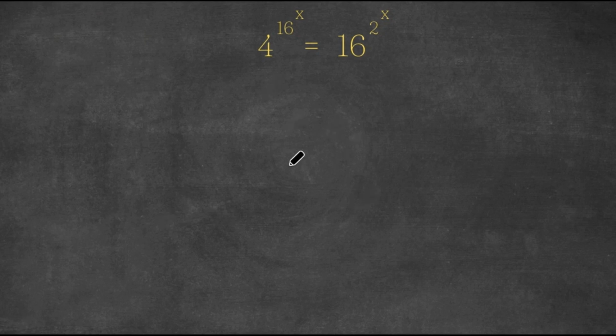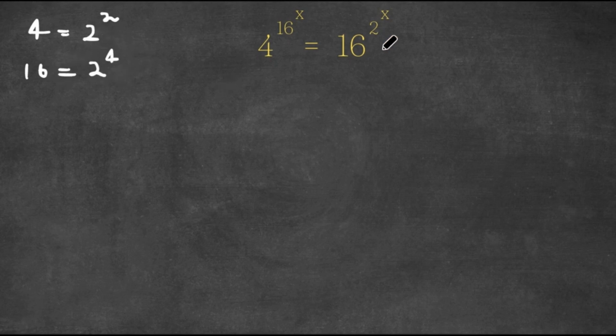In today's video, I'm going to be teaching you guys how to solve this exponential equation. So we have 4 to the power of 16 to the power of x is equal to 16 to the power of 2 to the power of x. Now, what I'm first going to do is rewrite both of these bases, 4 and 16, as powers of 2. Now 4, this is equal to 2 squared. And 16, this is equal to 2 to the power of 4.